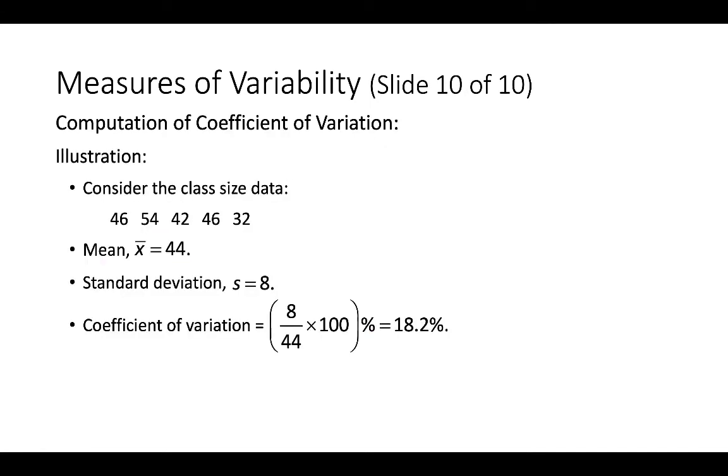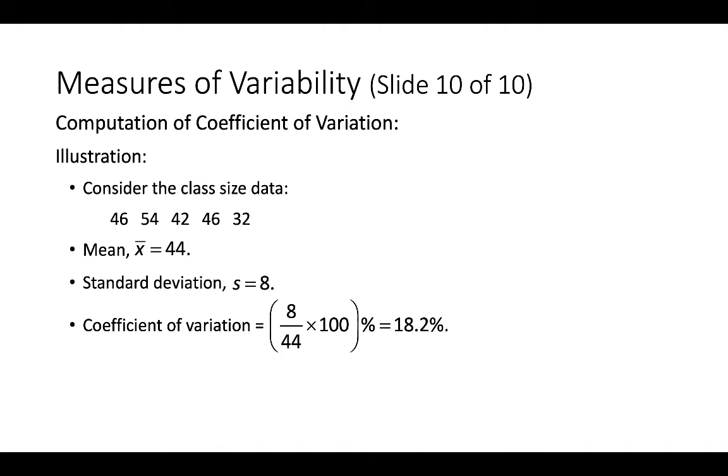So here is the 5 class sizes data again. The mean is 44 and the standard deviation is 8. The coefficient of variation then tells us the sample standard deviation is 18.2% of the value of the sample mean.